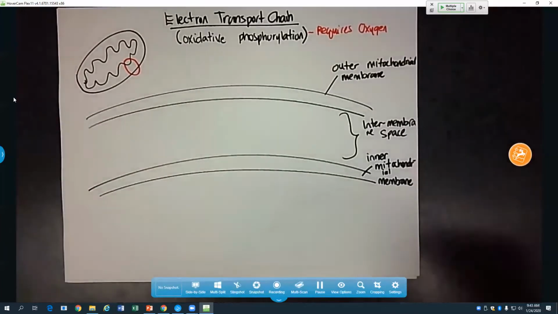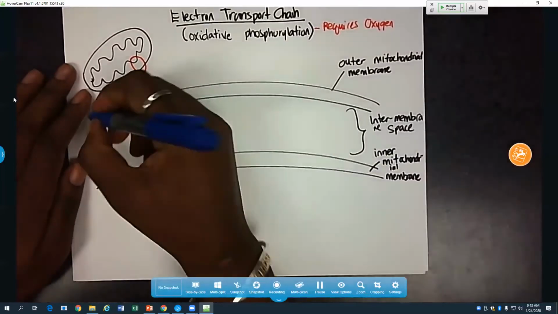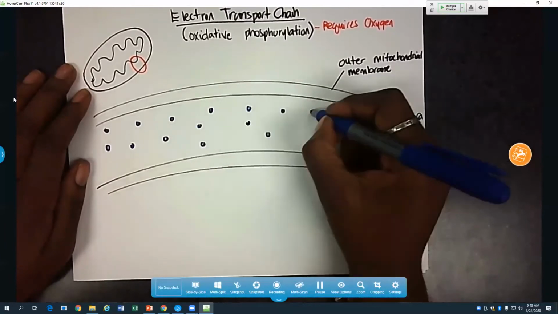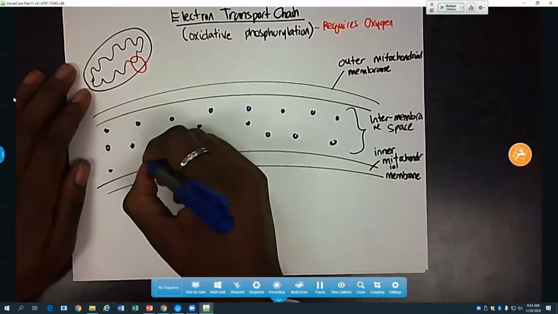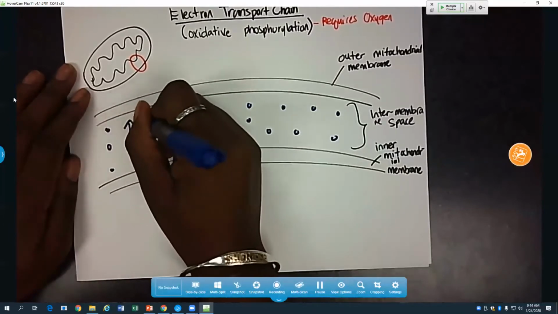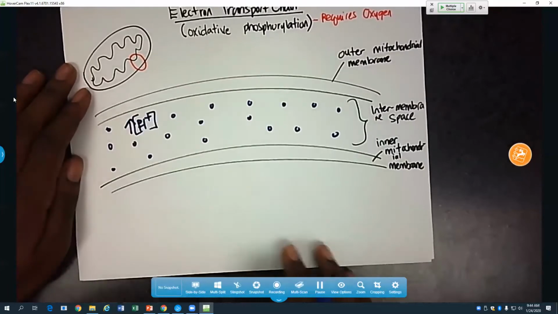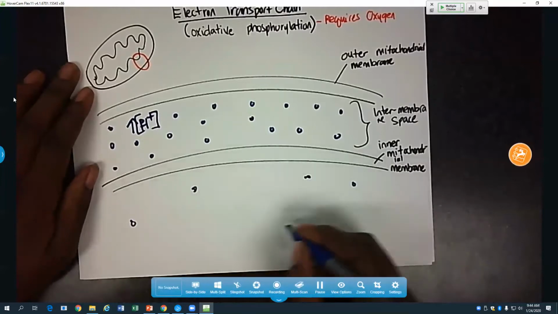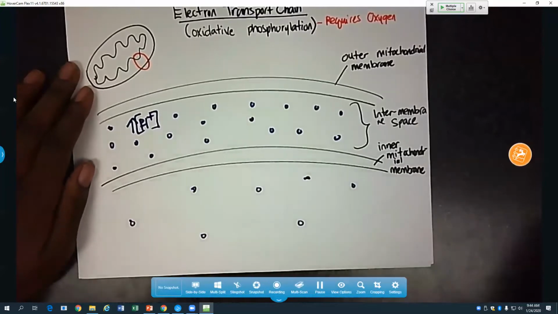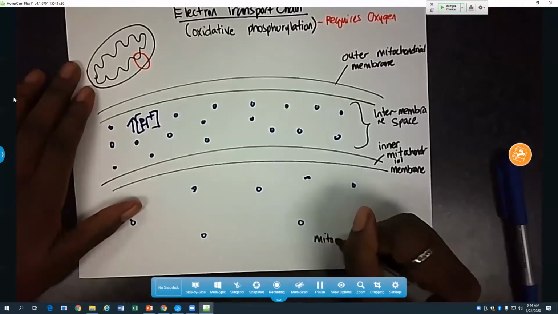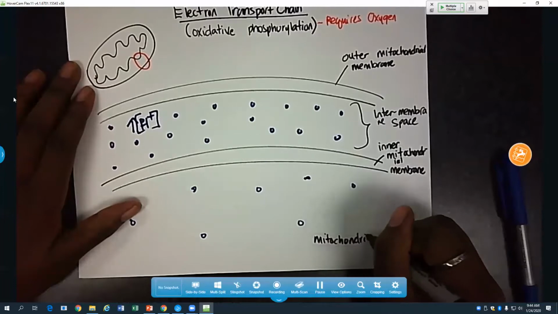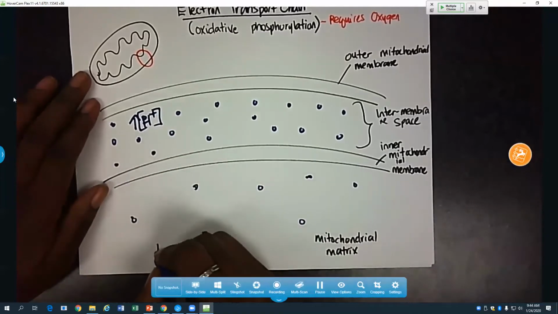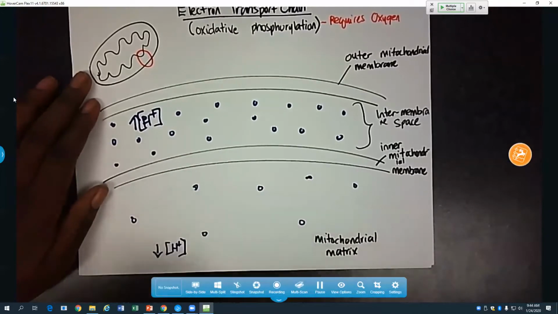Now the first thing I'll illustrate is the relative concentration of hydrogen ions on either side. So we've got a lot of hydrogen ions in the intermembrane space. So I'll just put a high concentration of hydrogen. Whereas we have relatively few hydrogen ions in the matrix down here. So this is the mitochondrial matrix. So we have a low concentration of hydrogen ions.